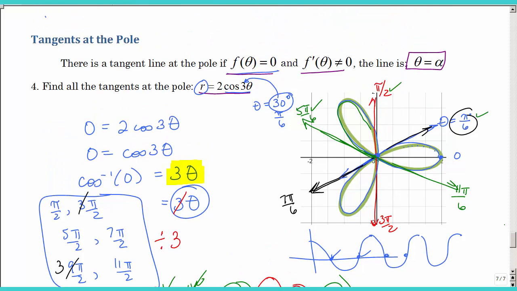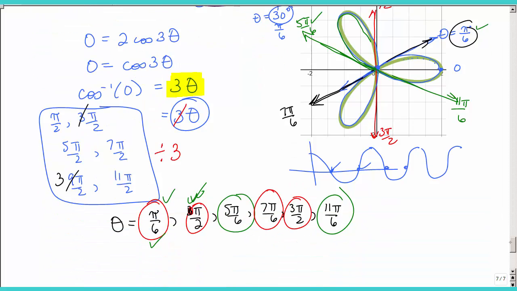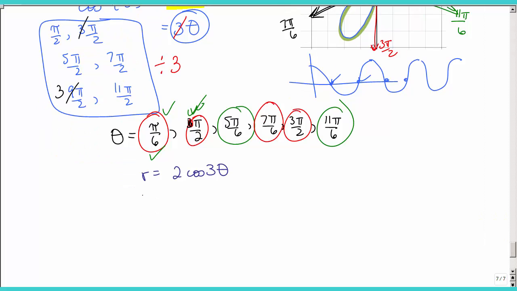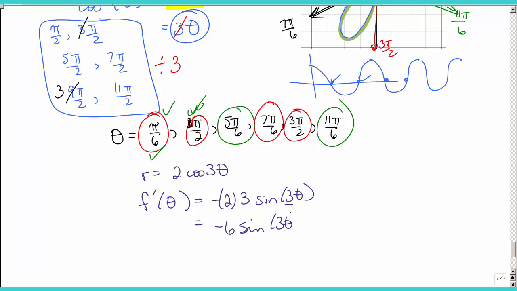Well, where was the other part of this? It also said the derivative cannot equal 0 at those values. I guess we should check that. So let's take the derivative of r. If we have r equals 2 cosine 3 theta, and we take the derivative, the derivative of cosine is negative sine, so we would have negative 2 because of the 2, then sine of 3 theta, but then we also have to multiply by that 3. So we'd have negative 6 sine of 3 theta.